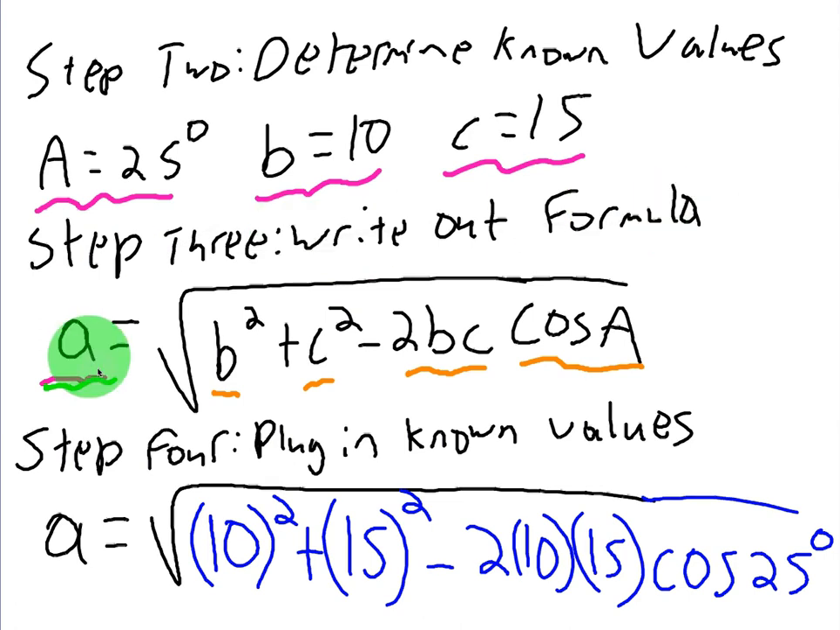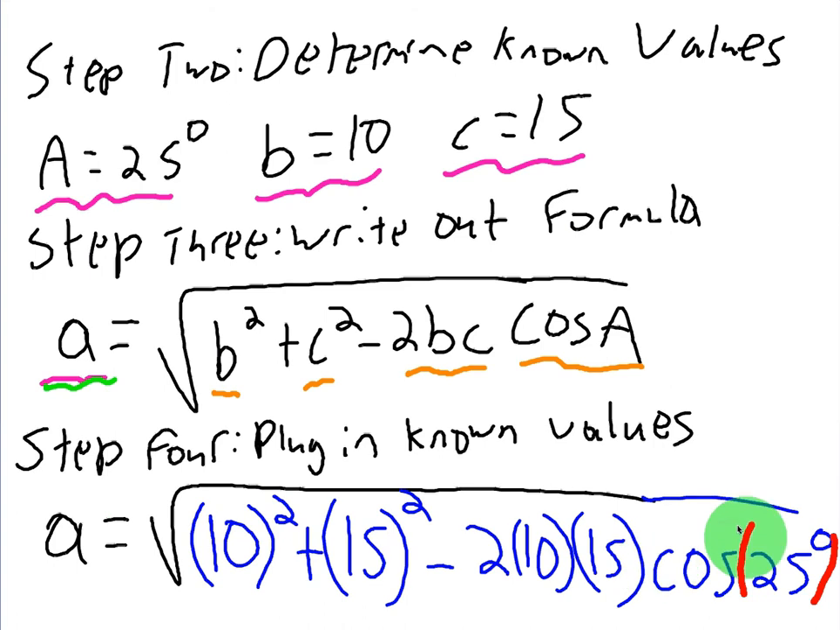Here's the formula for the law of cosines. It goes like this. Little a equals the square root of little b squared plus little c squared minus 2bc cosine of big A. Now, we can solve for little a because we know little b, we know little c, and we know big A. So we're going to plug in that stuff that we know, little b for b, little c for c, and 25 degrees for big A. Again, we need to put parentheses around this. We will do so in our calculator.